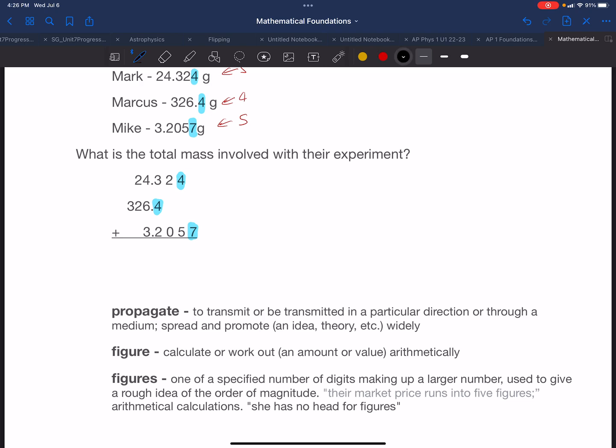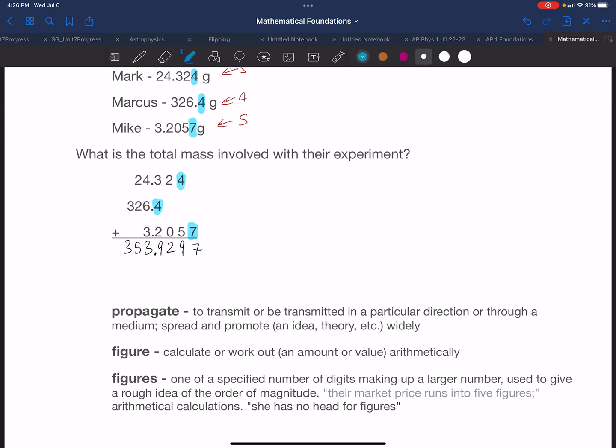our first digit is 7. Then we have a 9. Then we have a 2. And then we have another 9. And then a 13. And we have our decimal place like so. So we have this final answer. We added up the numbers. We did the math. But the question is, as scientists, what can we say about the total mass?